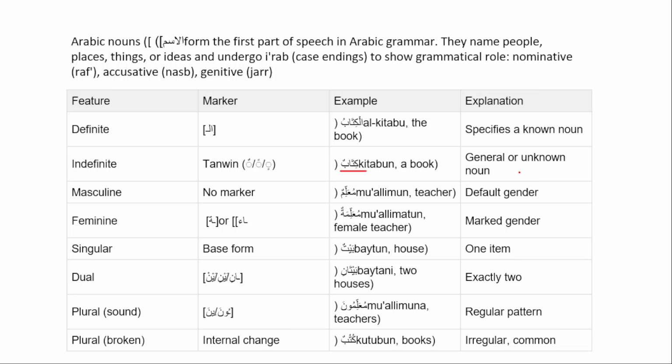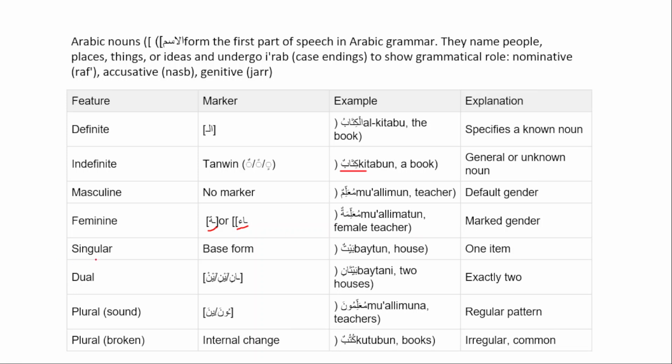Then we have masculine and feminine. Just like in English, in Arabic we also have genders. Masculine has no markers. It will be, for example, mu'allimun, it's the default gender. For feminine, you will have the ta marbuta or a hamza kind of ending. So, for example, mu'allimatun means female teacher, right?